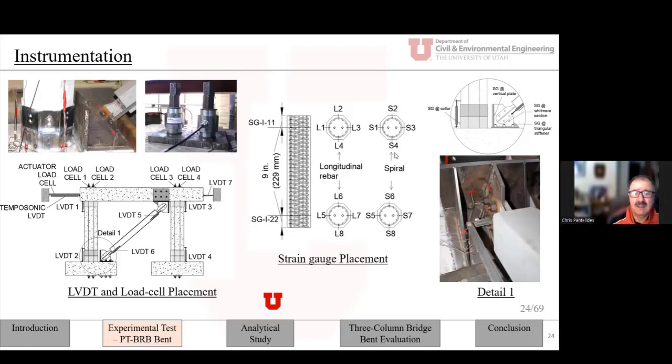So the loading protocol was 2 cycles at increasing drift ratio from 0 to practically 6% drift. And you can see the number of cycles is around 22. So this curve shows the hysteretic response, the lateral force versus drift ratio of this hybrid system. We did not observe any cracking along the length of the column due to placement of the steel collar.